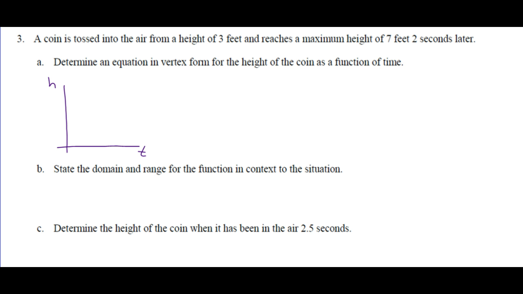Okay, it's tossed from a height of 3 feet. So at time 0, it started out at 3 feet, and it's going to do this, right? So at a time of 0, it's 3 feet high. What are the coordinates of this point, which happens to be the vertex? 2, 7. Yeah.